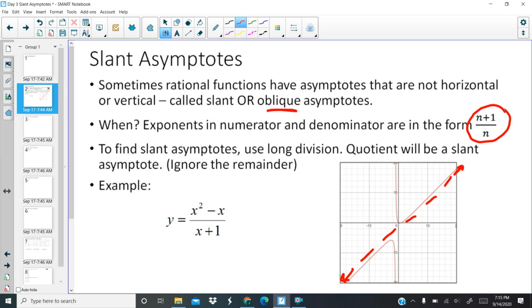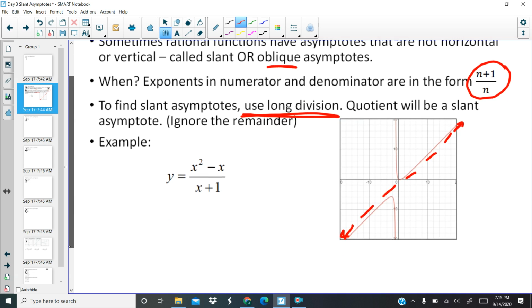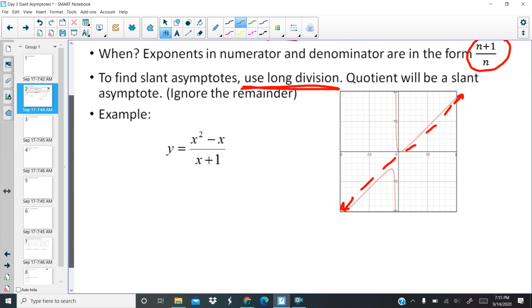And then the way that you're going to find slant asymptotes is going to tie back into that polynomial division that we were looking at last week. So to find slant asymptotes, you have to use long division with polynomials. And then whatever your quotient is, that's going to be where the slant asymptote is. And then I also put in here, you're going to have to ignore the remainder.